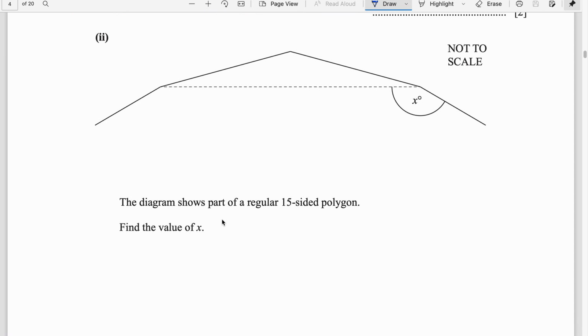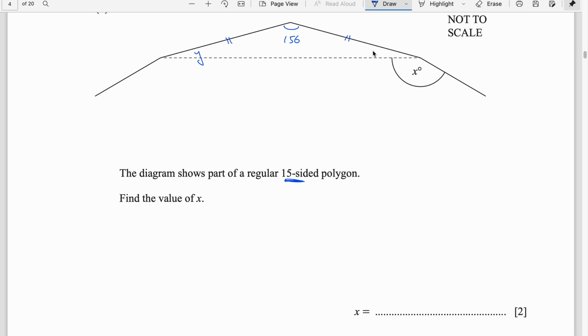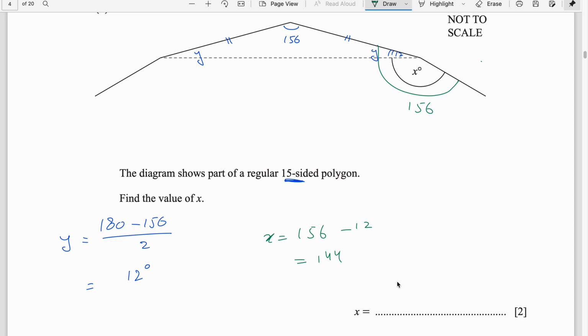Second part, the diagram shows part of a 15-sided polygon. So we had some of the information. Interior angle was 156. Find the value of x. If it is a regular polygon, these two sides are equal, making it an isosceles triangle. Let me find this y first. So we take away 156 from 180 and divide the remaining angle by 2 to get y, which is 12 degrees. So if this is 12 and this complete angle right here is the interior angle, which is 156, then x equals 156, you take away that 12 and you're left with 144 degrees.